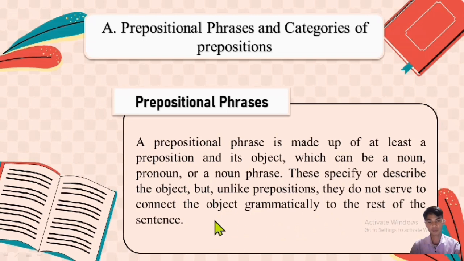And then the prepositional phrase here is made up of at least a preposition and its object, which can be a noun, pronoun, or a noun phrase. This is specific for describing the object. Unlike prepositions, they do not serve to connect the object grammatically to the rest of the sentence.